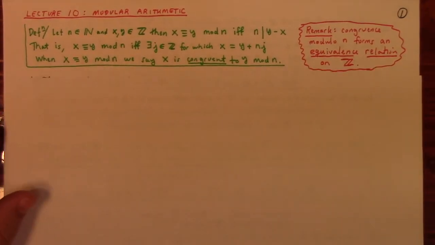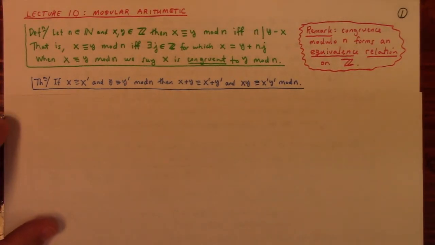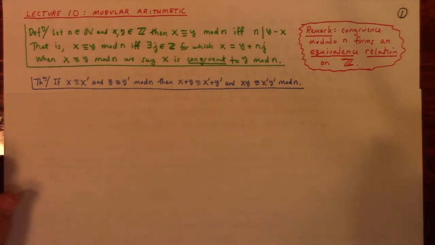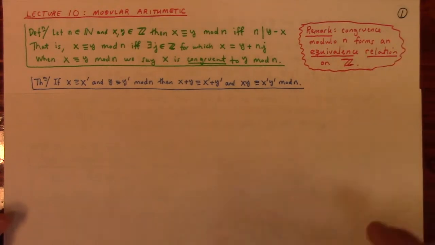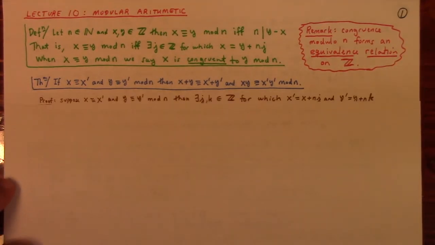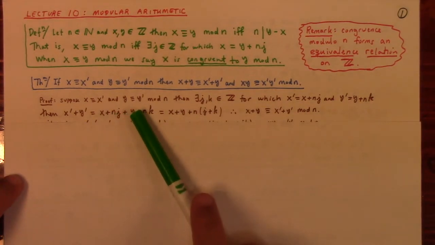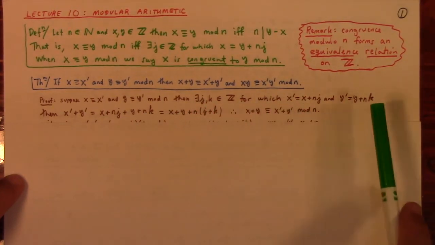All right. So first theorem: if x is congruent to x prime, and y is congruent to y prime mod n, then x plus y is congruent to x prime plus y prime, and xy is congruent to x prime y prime mod n. The proof is pretty straightforward. You just put in the definition of what it means for x and x prime, y and y prime to be congruent. There has to be a j and a k such that this equation and that equation hold, right?